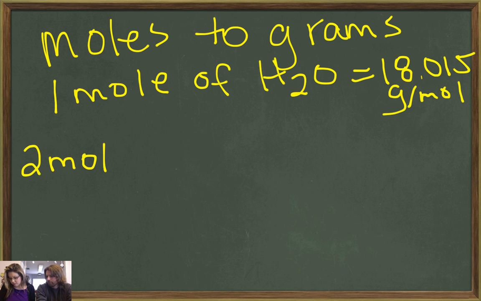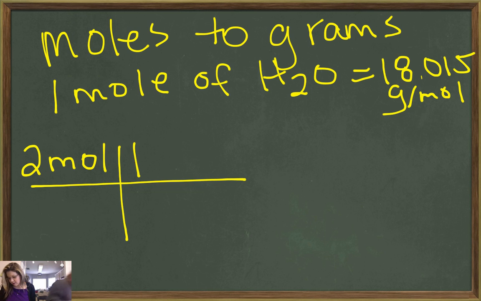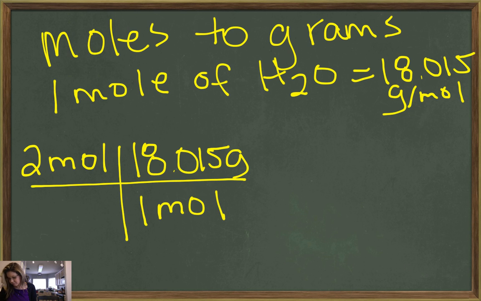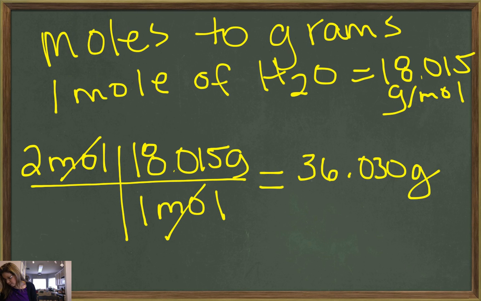Yep. You can also use the train tracks, which you're going to have to get comfortable with. So write 2 moles, and then 18.015 grams per 1 mole. You notice here that your mole and mole cancel. Whatever you're solving for stays in the numerator, and that will equal 36.030 grams. Now it's just grams because it's the mass of 2 moles.